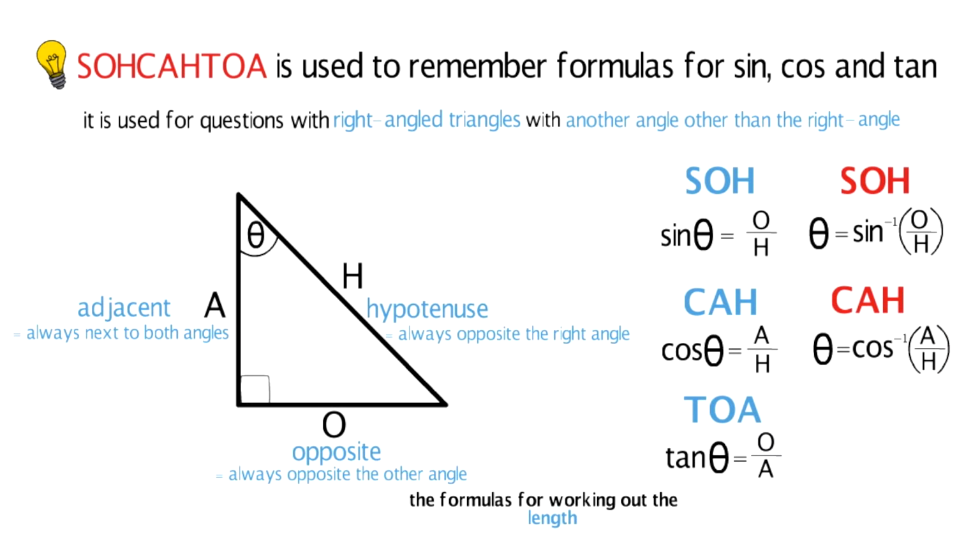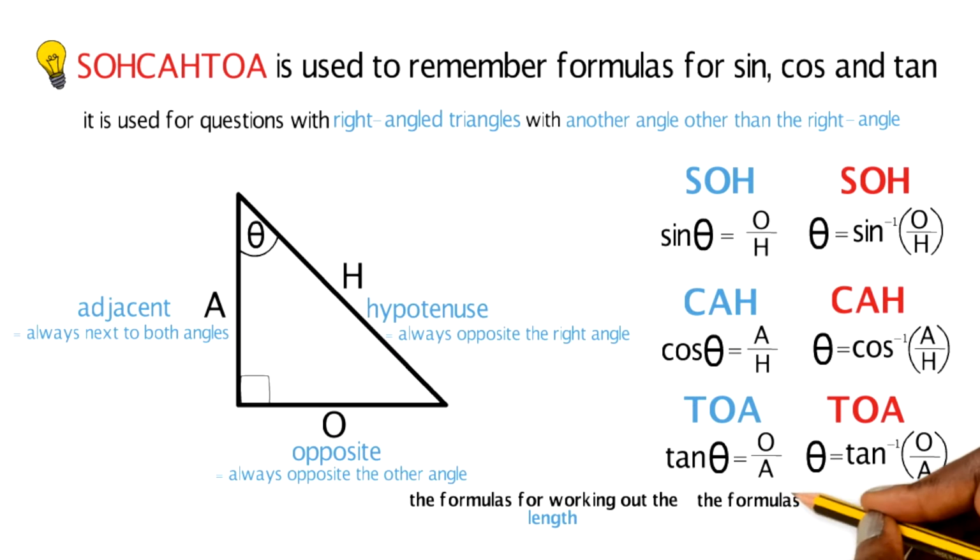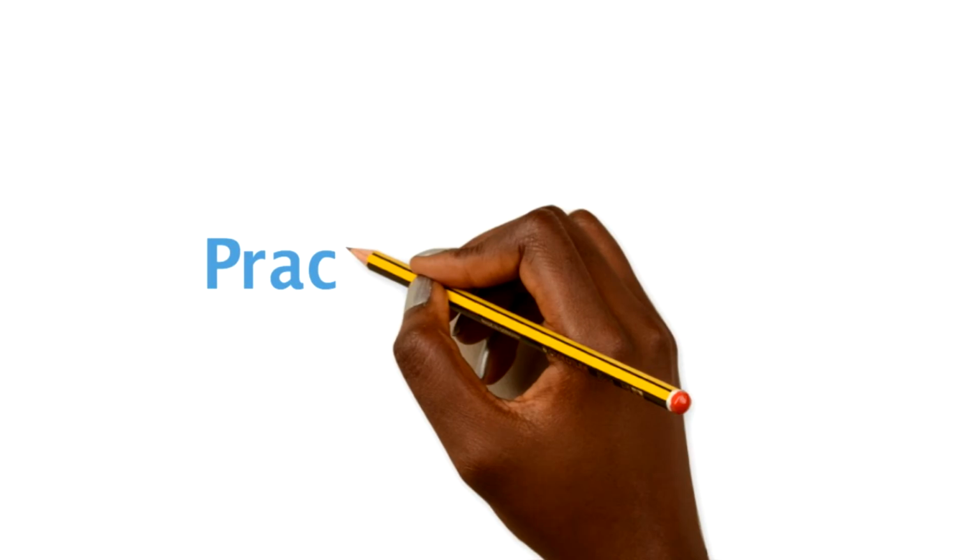And then for TOA, when you're working out the missing angle, it's going to be theta, the angle, is equal to inverse tan. Again, same thing. You press shift, then tan, and it will come up with tan minus 1 in your calculator. Okay, and then in the brackets, it's going to be O over A. So the key thing with these other three formulas, right, is that we would use them if we're working out the missing angle. All right, so this is a key point. Okay, we're going to head on into some practice questions to consolidate our learning.